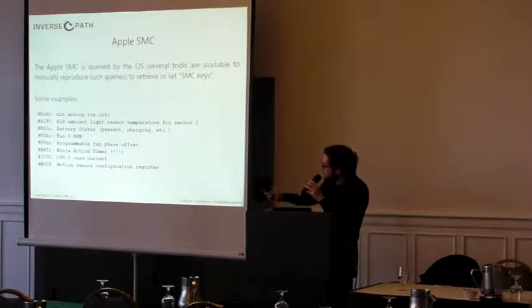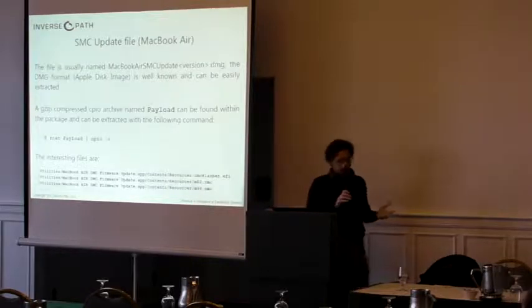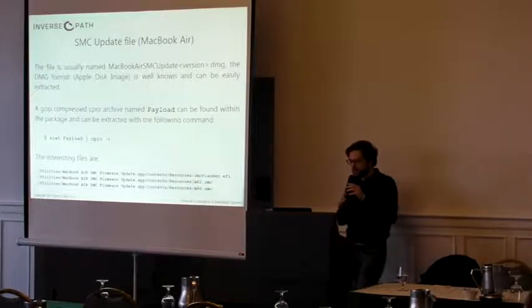You can have the current of the CPU, and you have the motion sensor and so on. So this is just one example. So how do you approach hacking the SMC? Where do you start from?